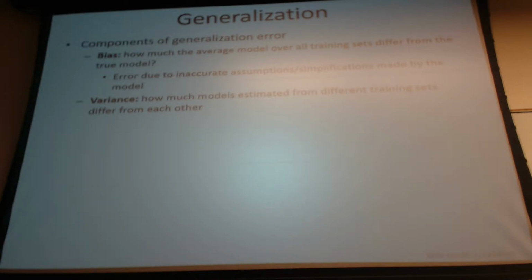Then we have the other component of generalization error, called variance. Variance means how much models estimated from different training sets differ from each other. It's a slightly different concept. You have many different training sets. Bias works with an average model, right? But variance says, okay, you derive one model for training set 1, another model for training set 2, another model for training set 3. So you have 3 models. Now, how much do these models differ?